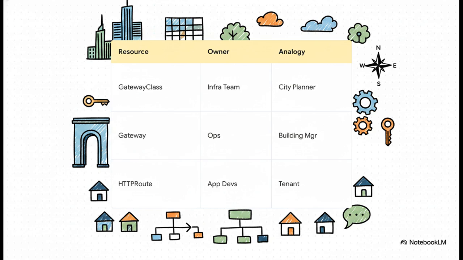Second, we have the gateway itself. This is owned by the cluster ops team. They are like the building manager. They define the actual entry points, the open ports, and which namespaces are even allowed into the building. And finally, we have the HTTP route. This is owned by you, the application developers. You're the tenant. You define the routing rules for your specific app. Match this path, forward to that service. And you do it all without ever needing to touch the gateway or the gateway class. It completely solves that old Ingress role confusion.